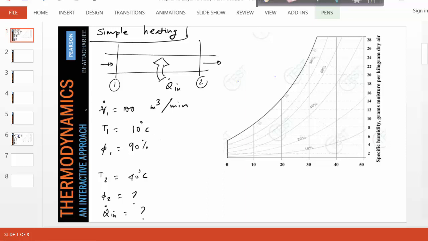So let us first detect the process on the psychrometric chart. This is a schematic of the chart. So T1 is 10 degrees Celsius and phi is 90%. So probably state 1 is somewhere around here. Of course, in a detailed chart, it will be nicer. This is just a schematic here. State 2 is somewhere at 40 degrees Celsius. So anywhere along this line is going to be state 2.